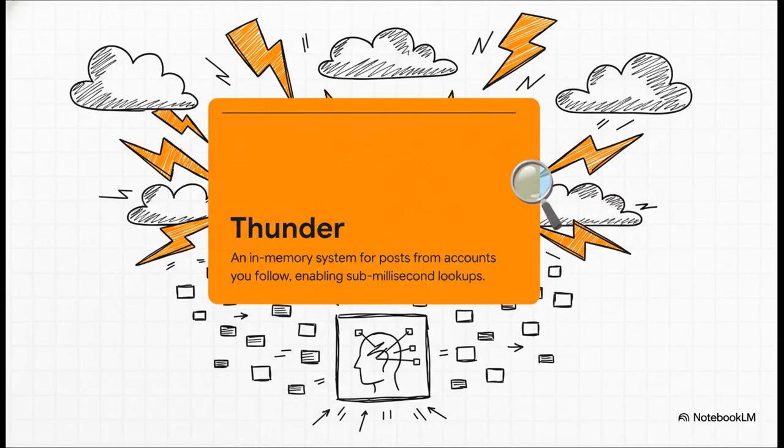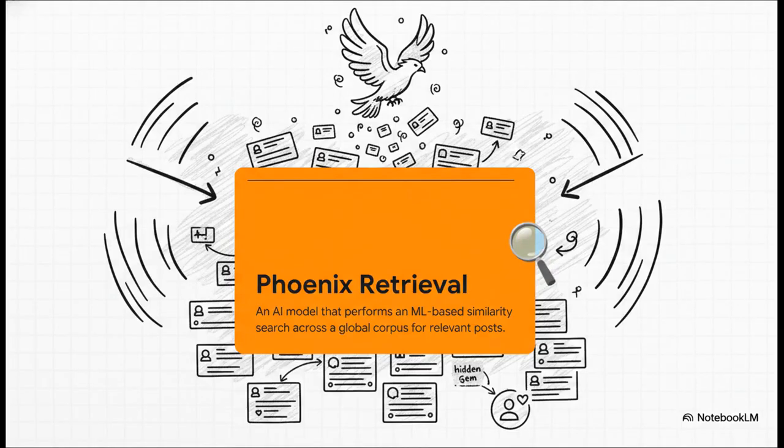So to grab all that in-network stuff, the system uses this tool called Thunder. And you can really think of it like a personal, lightning-fast library. It keeps all the recent posts from everyone you follow on standby, ready to serve them up in under a millisecond. I mean, that's why there's just never any delay. Okay, so what about all that new stuff? For the out-of-network content, the system uses something called Phoenix Retrieval. And if Thunder is the library, Phoenix is the AI scout. It scans this giant global collection of posts, and based on everything it knows about you, it pulls out these hidden gems that it thinks you'll love, even if you've never heard of the person who posted.